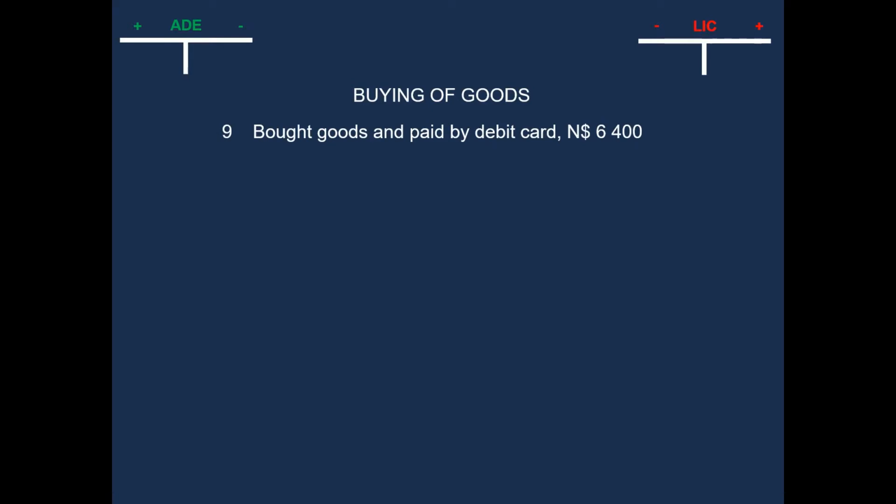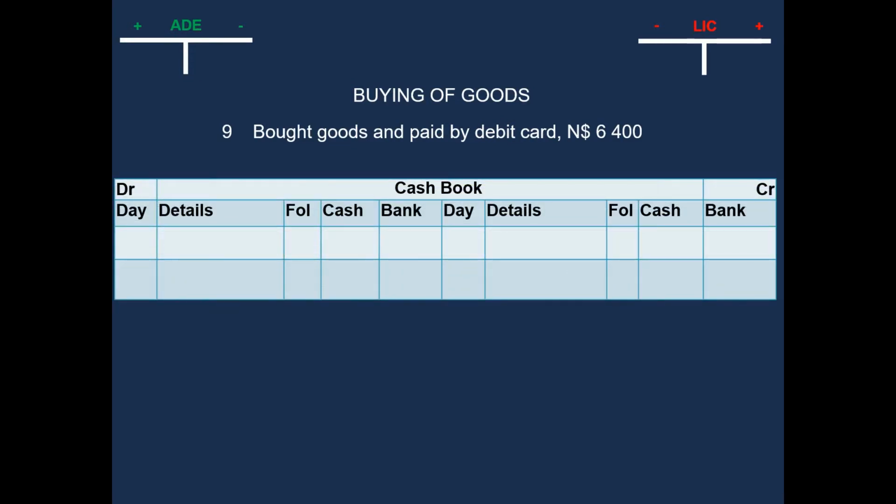On the 9th, bought goods and paid by debit card $6,400. Now we need to identify two accounts. The one is purchases, because we see the words bought goods, and the second one is bank, because when we do a transaction that involves a debit card, that will be entered in our bank, and so therefore our bank will be in our cash book and the debit card's amount will be entered in the bank column.